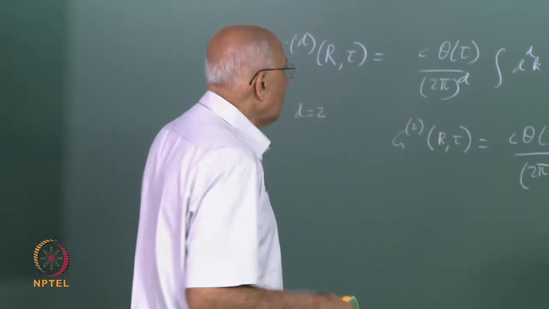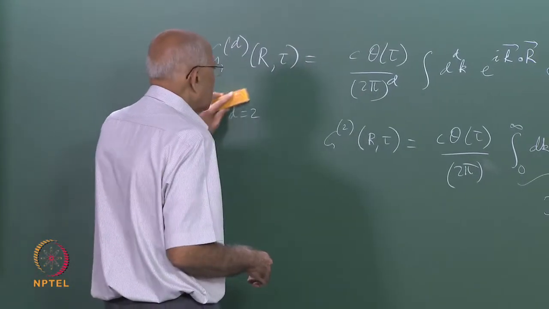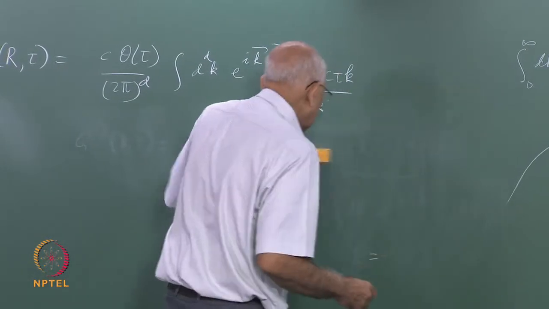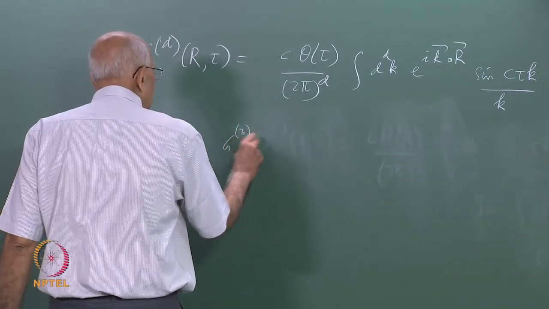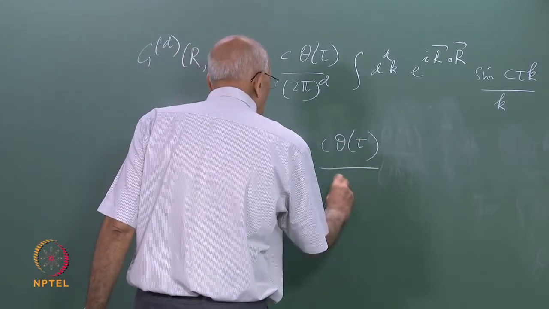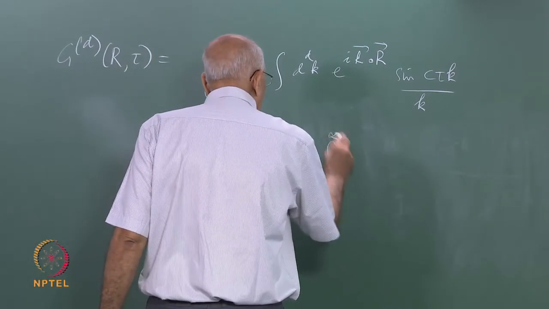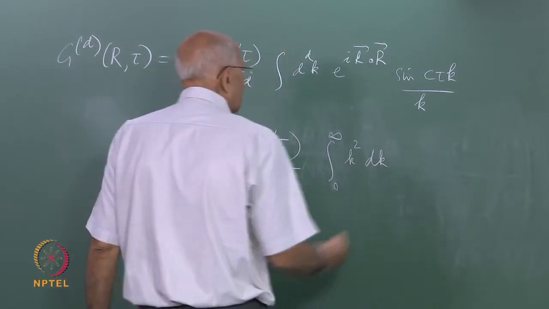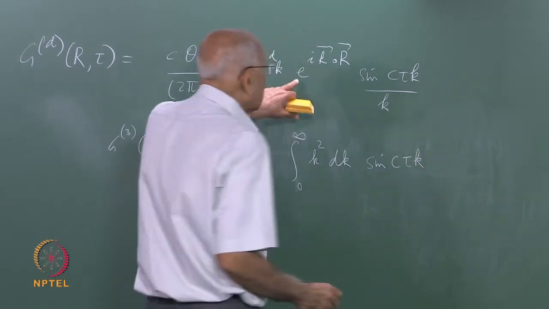Okay. Now what happens in 3 dimensions? That is the one of maximum interest to us. So in 3 dimensions, a rather different thing happens, and let us see what goes on. So in 3D, G_3 of r and tau is c theta of tau over 2 pi, the whole cubed, and then 0 to infinity, this is a k squared dk out there, sin(c tau k), and then this e to the i k dot r.